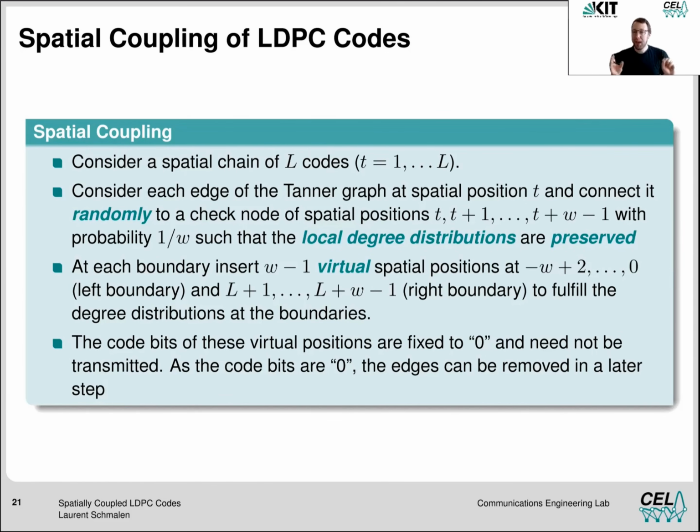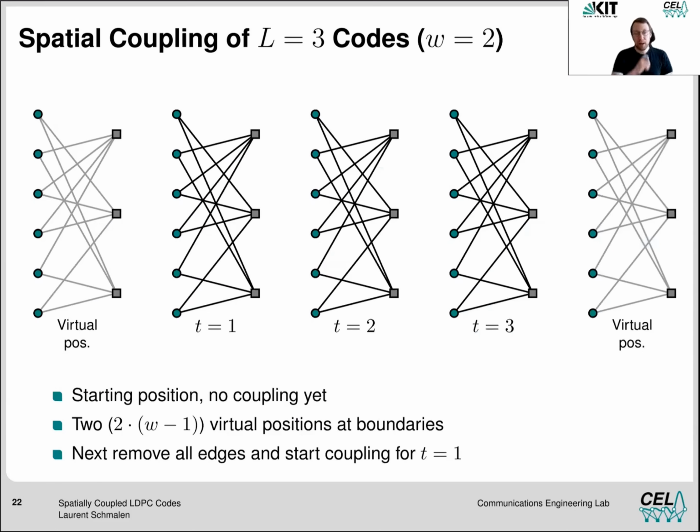We need to be a little bit careful at the boundaries. So at the boundary, we introduce virtual positions such that we are able to fulfill the degree distributions. So let's take a look at how this works. So we have our 3 spatial positions, and we insert virtual positions at the boundaries.